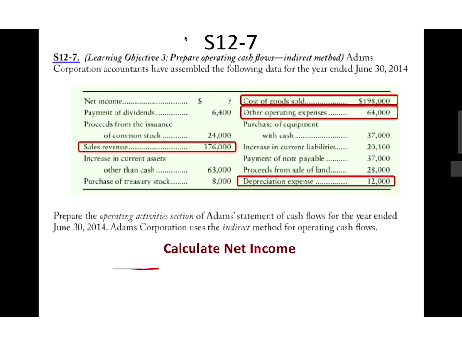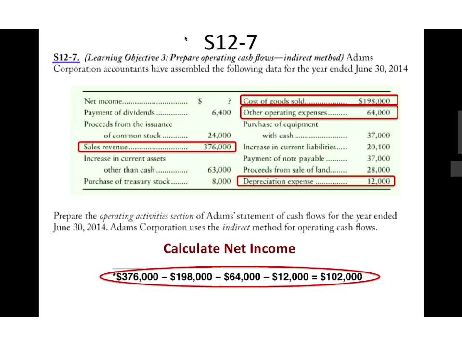So when I calculate net income, I'm going to be taking $376,000 revenue minus cost of goods sold of $198,000 minus operating expenses of $64,000 minus depreciation expense of $12,000, giving me $102,000. So when you do this homework problem, the very first thing you need to do is calculate net income by picking out the revenues and expenses, and that's what we did here, okay?